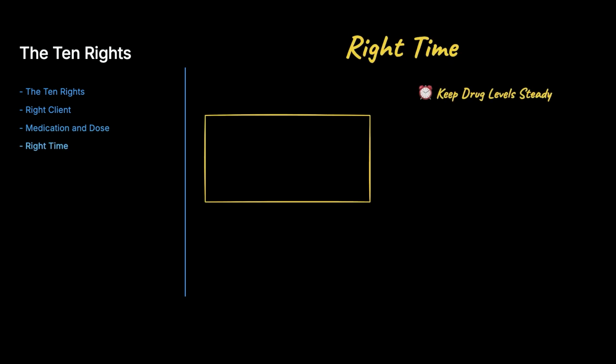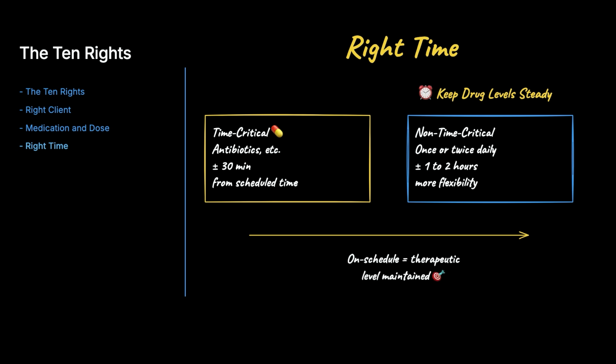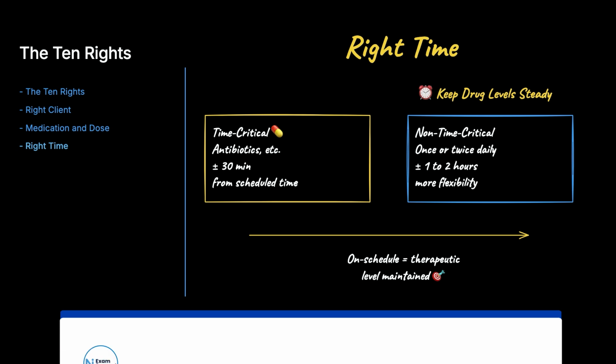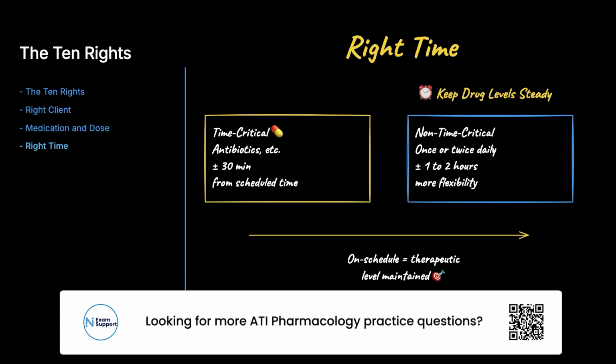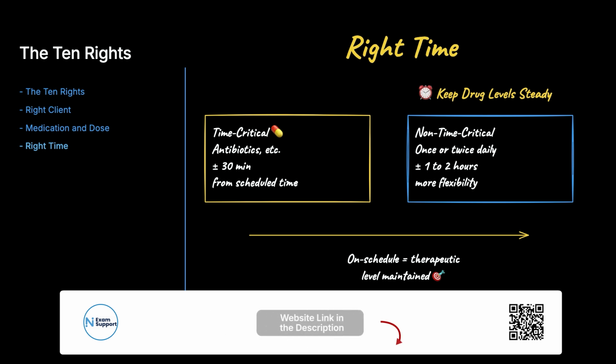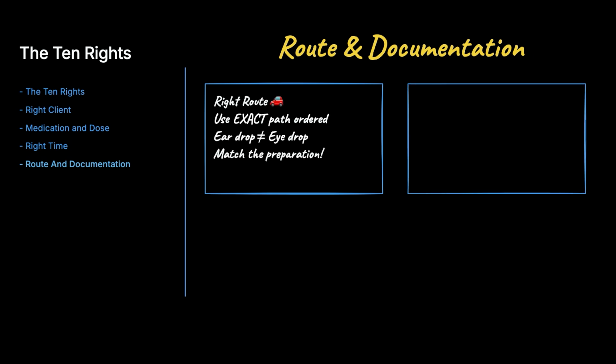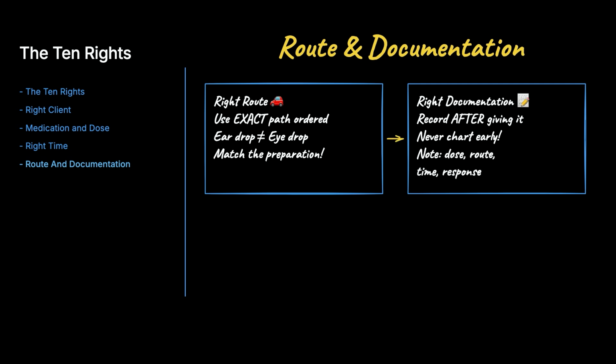The right time keeps drug levels steady and effective. Time-critical medications such as certain antibiotics must be given within 30 minutes before or after the scheduled time. Non-time critical medications allow more flexibility, often within 1 or 2 hours based on their dosing frequency. Giving medications on schedule maintains the therapeutic level we discussed earlier. The right route means using the exact path the provider ordered and selecting the matching preparation, since an ear drug is not an eye drug.